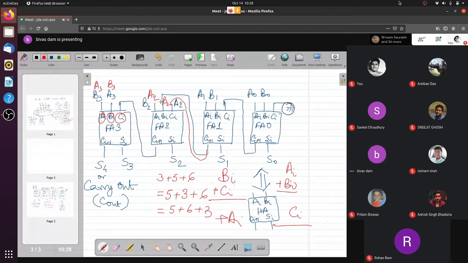But definitely, we will try to follow the standard figure. That means the A's will go to AIs, B's will go to BIs, and the carries should go to CIs. Okay, that will simply look better. That's all, nothing else.